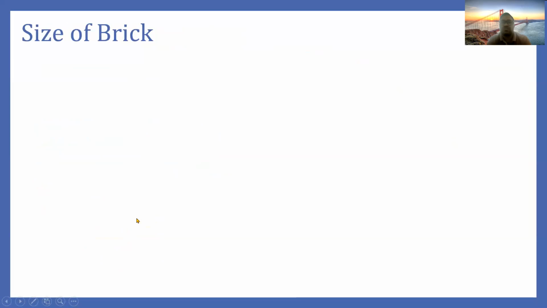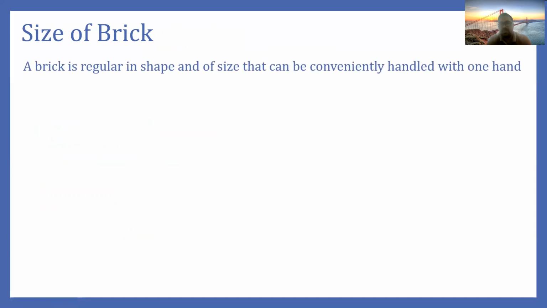Then talking about the size of brick, what is the size of brick that we generally use in our country? The size of brick is different for different countries. It may be different in America, in Australia, and in India. But the main thing we have to keep in mind is that the brick should be regular in shape and size, such that it can be conveniently handled with one hand, which means we can pick the brick with one hand conveniently. So the size of brick should be in that manner.